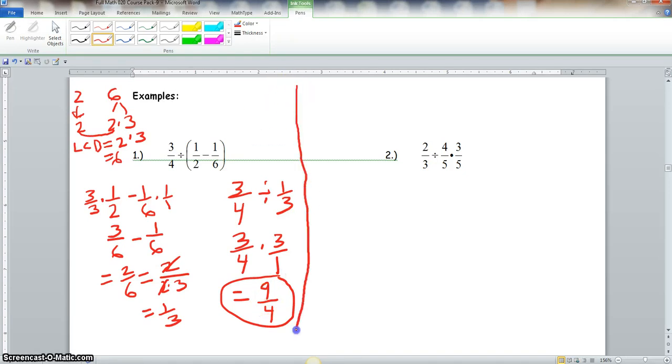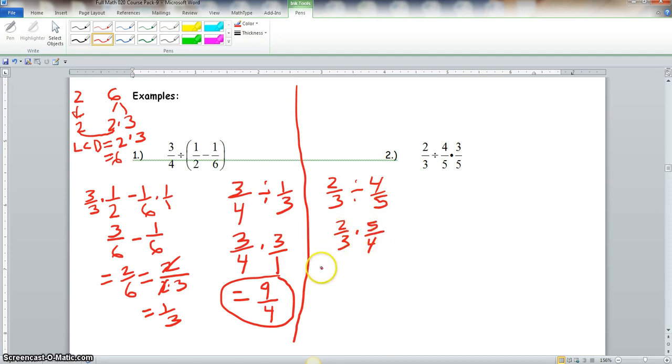Okay, now we go to problem number 2. Now we have division and multiplication. Remember, this is step 3, whichever one comes first from left to right. So we'll start off with the division. So we'll take 2/3 divided by 4/5. Now 2/3 remains the same. Division becomes multiplication, and we take the reciprocal of 4/5, which is 5/4.